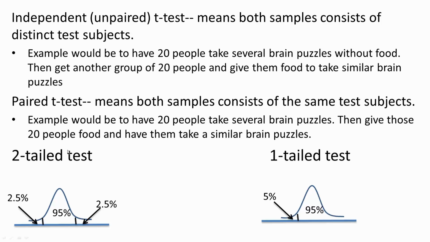Further, a two-tailed test looks something like this, where 95% is here, 2.5% is on the right, and 2.5% is on the left. As opposed to a one-tailed test, where you have 95% here, and here is 5%. So when should we use a two-tailed versus a one-tailed test? We use one-tailed if we're sure of the directionality. This should be very confident. If we're not, we should use a two-tailed test.